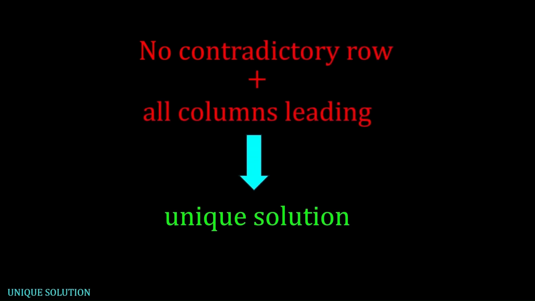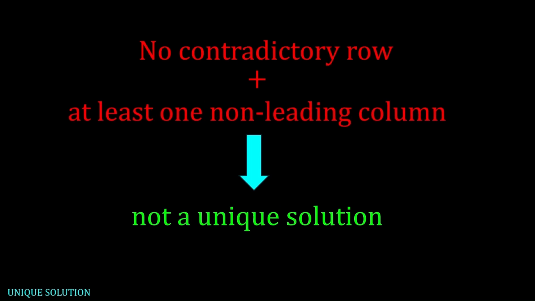We've proven if all columns are leading, then there's a unique solution. Okay, we just need to show the other direction now, and we'll actually use the contrapositive. So you negate each statement and switch the direction. So we want to prove that if you have at least one non-leading column, you actually have a non-unique solution. We'll actually prove there's infinite solutions.